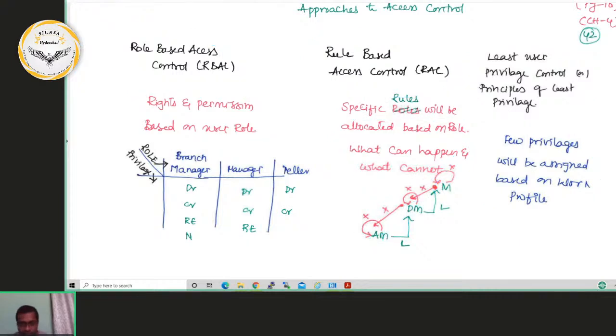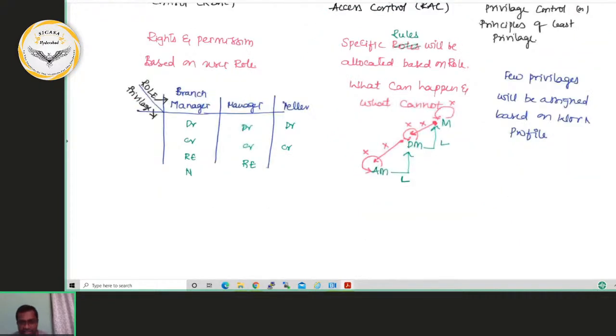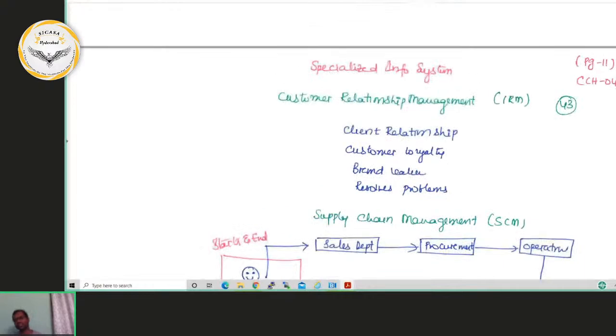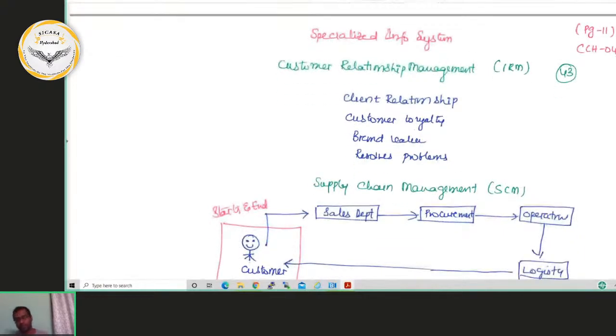Next one, we have specialized information systems. I'm leaving this particular aspect. You have customer relationship management. Customer relationship management is required for maintaining the relationship with the customer, to increase the brand value, resolve customer problems, etc. And supply chain management is required for integrating all the departments together. So these two are called specialized information systems.